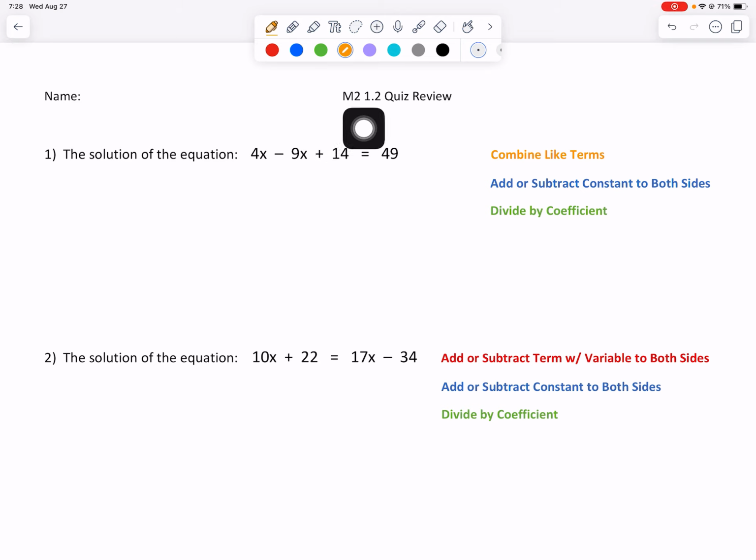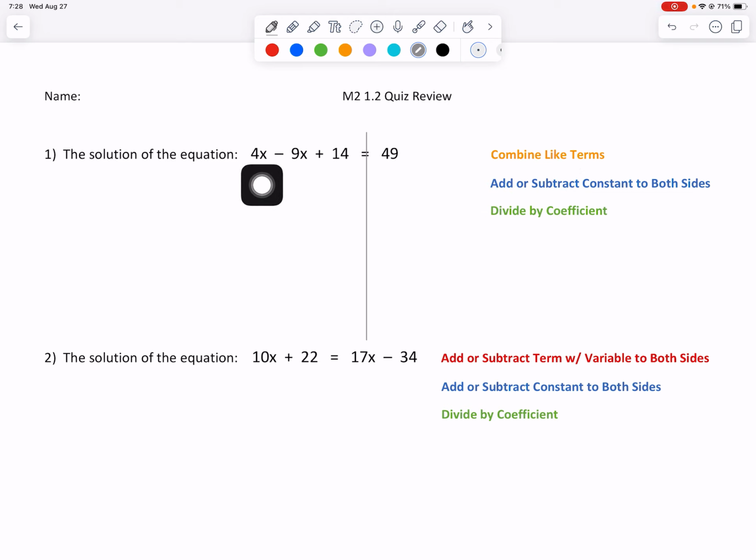Yes, it's 1.2. Number 1, the solution of the equation 4x minus 9x plus 14 equals 49. I'll go ahead and splice that down the center of our equation so there's a left side and a right side, because our first step is to combine like terms here in orange.